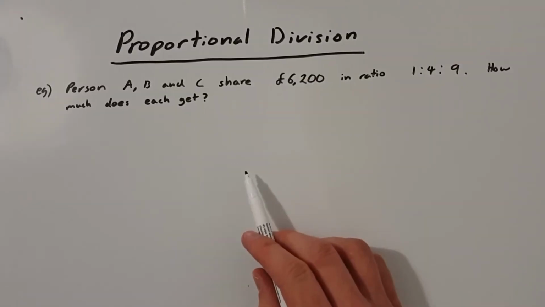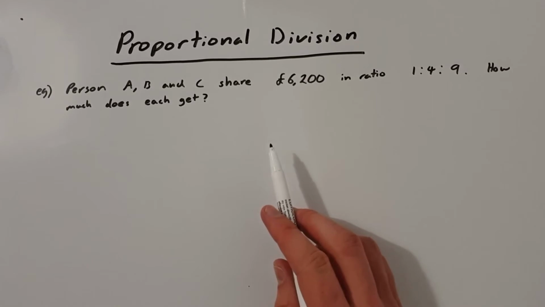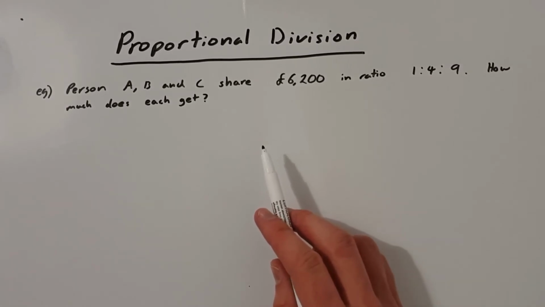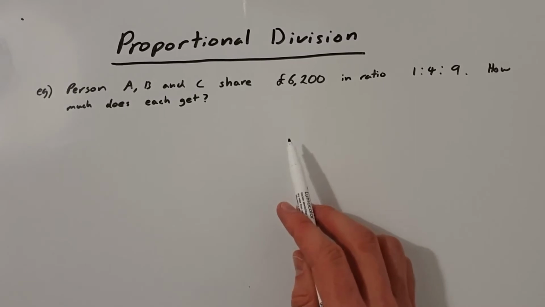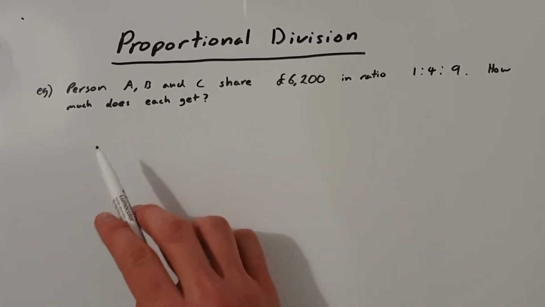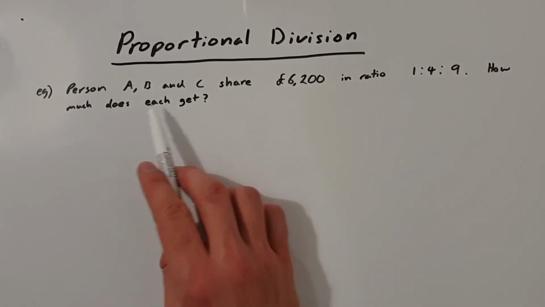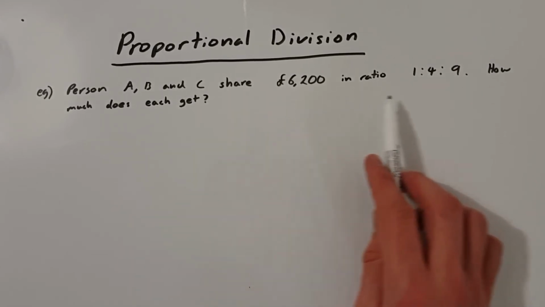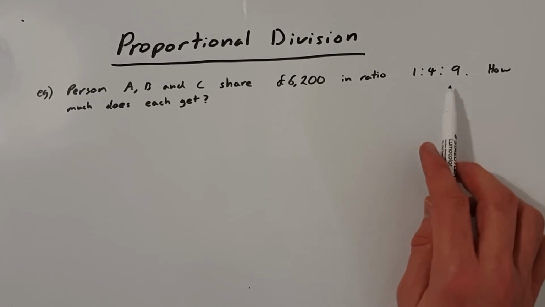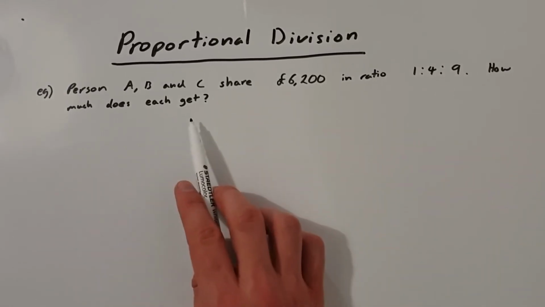So now we're going to look at an example of proportional division. This is where we have a total amount and we want to divide this up into a certain ratio. The example I have here is that persons A, B and C share £6,200 in a ratio of 1 to 4 to 9. And we want to find out how much money each one gets.